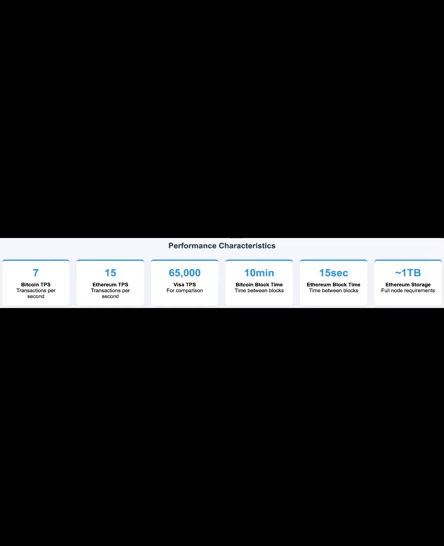Layer 2 solutions work on top of the main blockchain. Lightning Network creates payment channels for instant Bitcoin transactions. State channels enable off-chain computation with on-chain settlement. Sidechains are independent blockchains connected to the main chain.